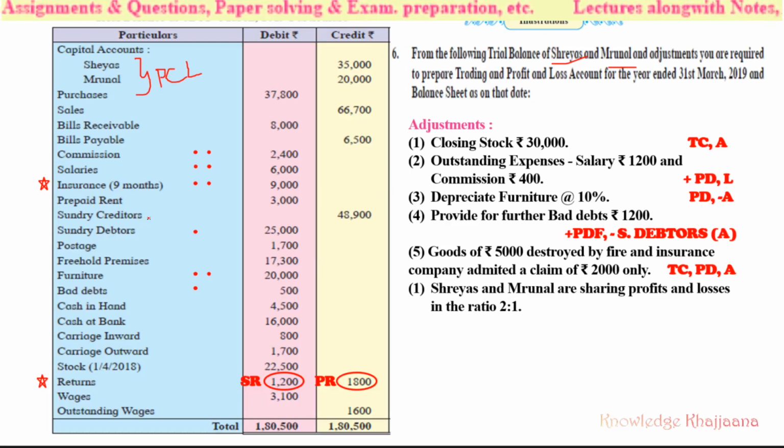Sundry creditors. See, it will come on the credit side of the trial balance. So sundry creditors is a liability. Sundry debtors, asset. Postage, profit and loss account debit side. Freehold premises.